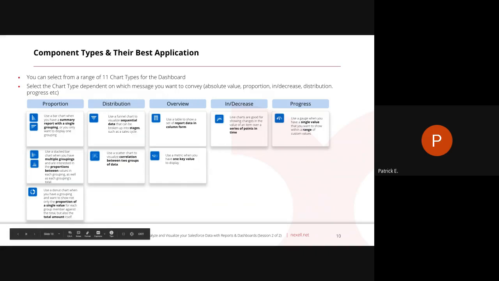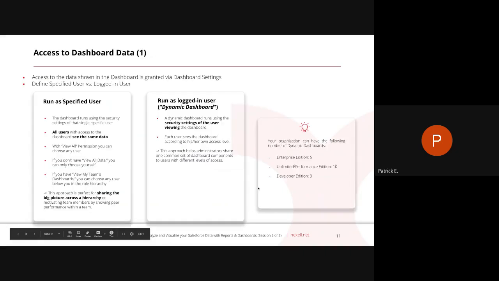that is about the chart type. So it looks simple, but you can make a huge difference if you choose one chart type or the other. Now it's going to be a bit theoretical, but we need to talk about the access to the dashboard data. Okay, so the access to the data in the dashboard is granted via the dashboard settings, and basically you can use two levels here.